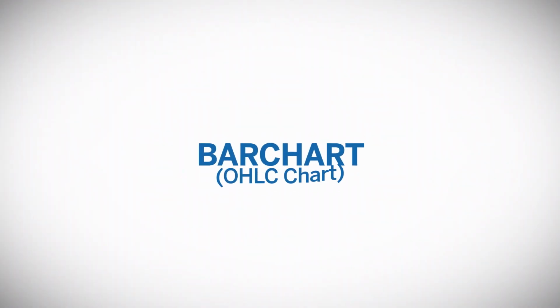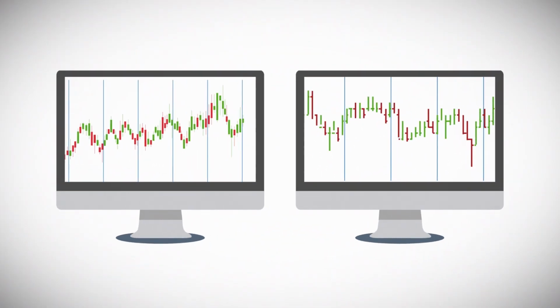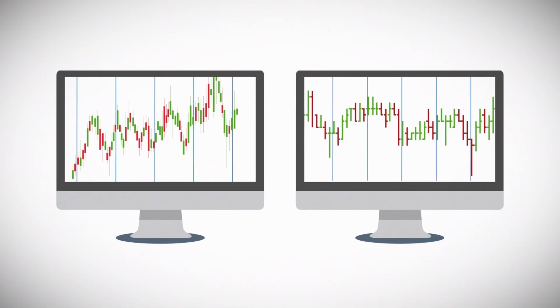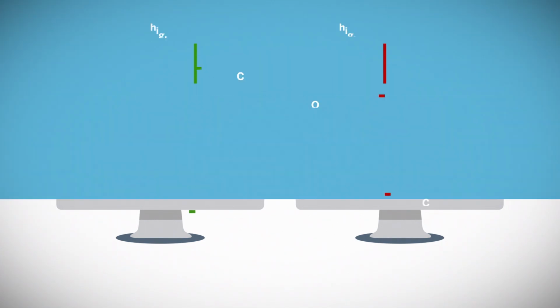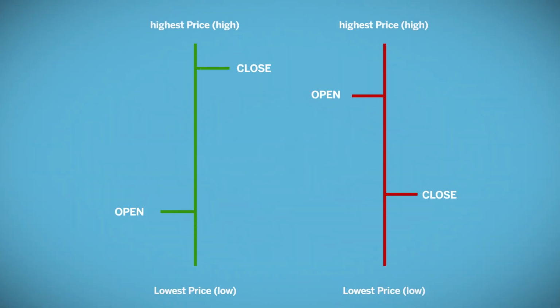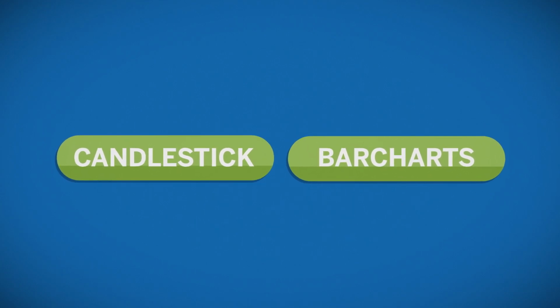The bar chart, or OHLC chart, is much like a candlestick chart, but has a few visual differences. Much like a candlestick chart, it provides 4 pieces of data for each period. The opening price is indicated by a small horizontal line to the left, and the closing price to the right. Highs and lows are indicated by the vertical line. Charting patterns and price information from the open, high, low, and close can be observed from both candlesticks and bar charts.